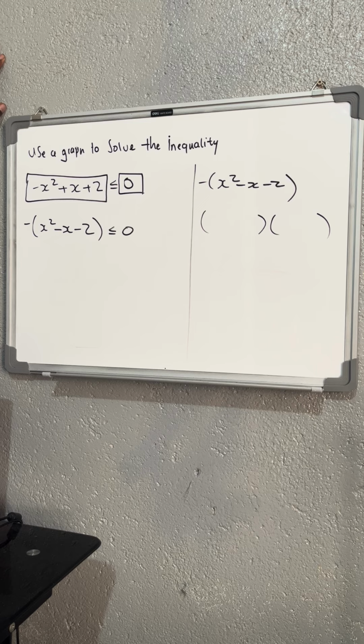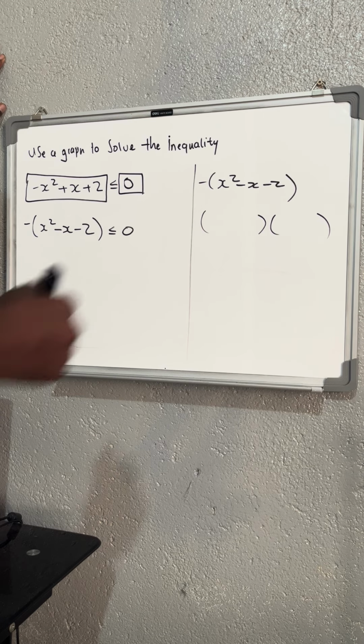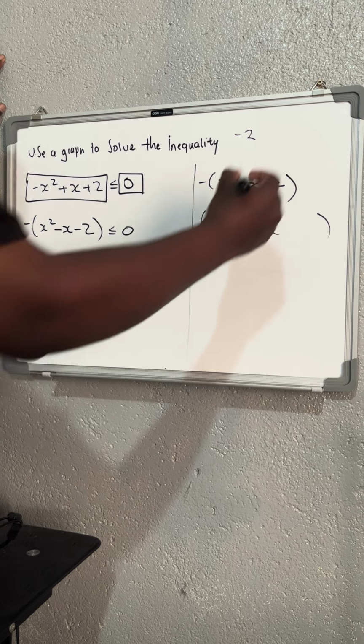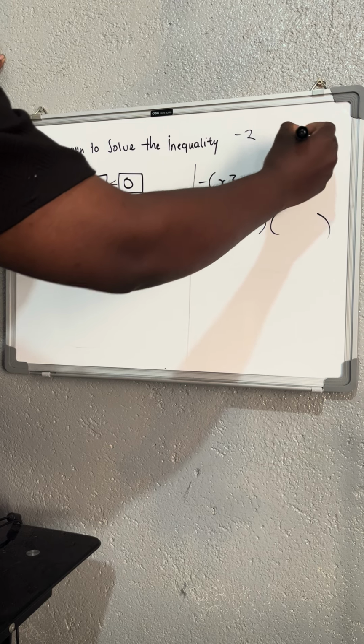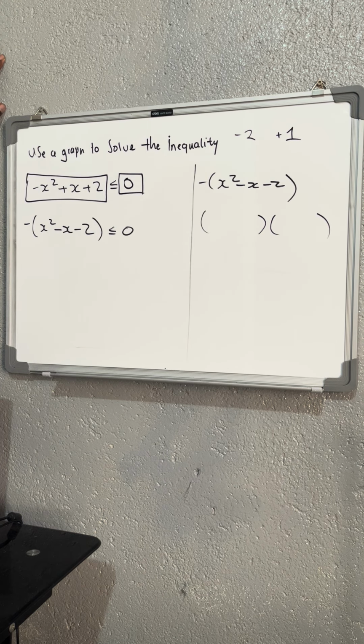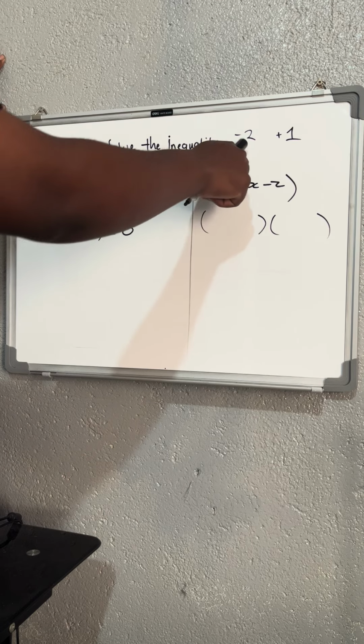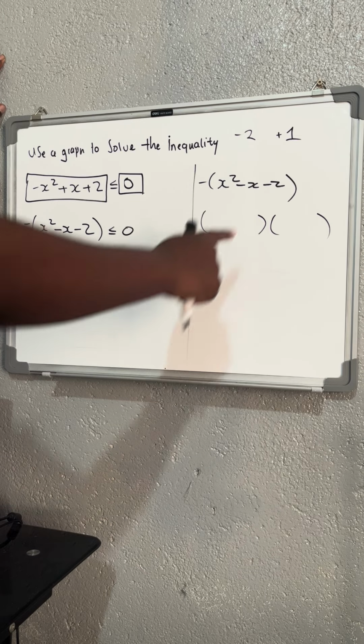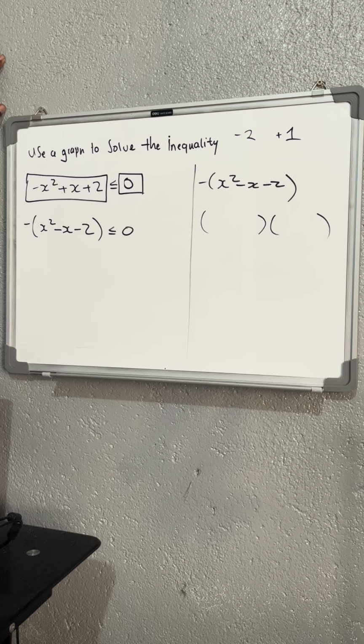So those numbers are going to be what? It's going to be minus 2 and also positive 1. And you have to at least test again. So when you multiply them, are they giving you minus 2? Minus 2 multiplied by 1, it gives you minus 2. Then when you add them, do they give you minus 1? And yeah, minus 2 plus 1, it gives you minus 1. So it means now we have the correct factors.